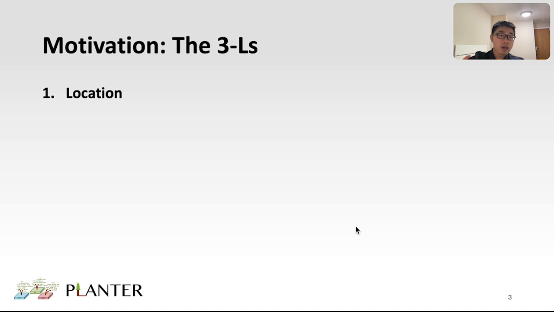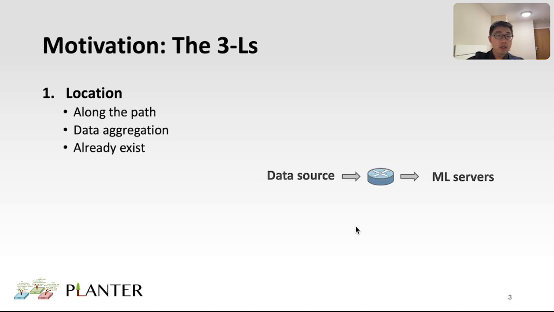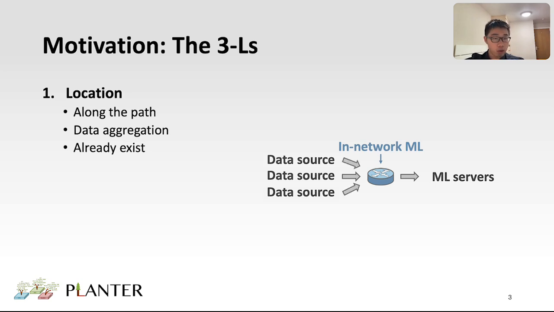The first L is location. There are always network devices on the path from a data source to the cloud. In-flight processing therefore makes sense. Furthermore, network devices aggregate data from multiple sources, allowing better observability than on an end device. And the best is that these devices are already part of the infrastructure and don't require extra power or space.